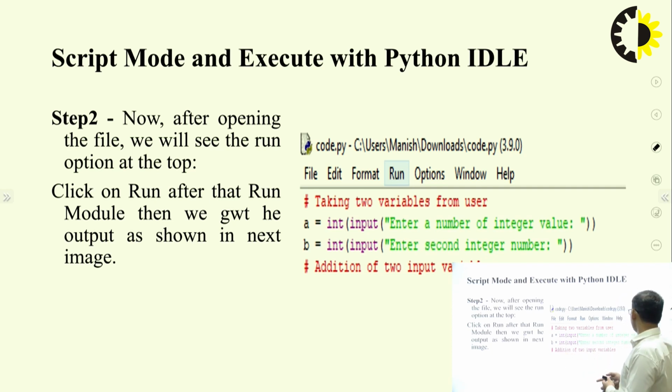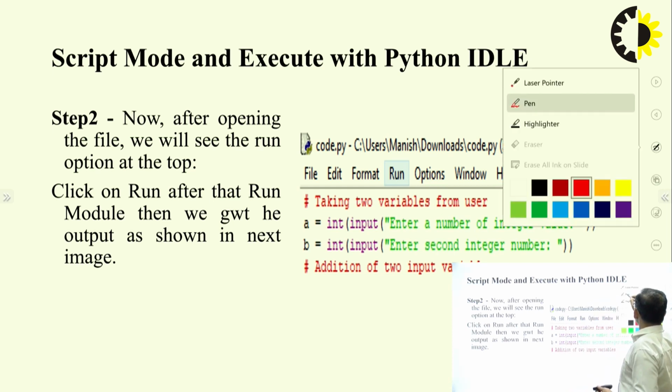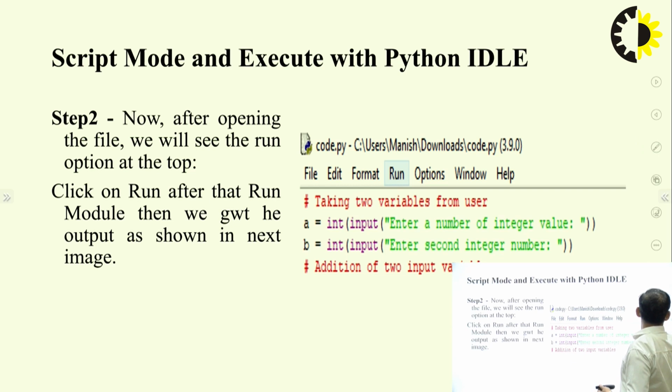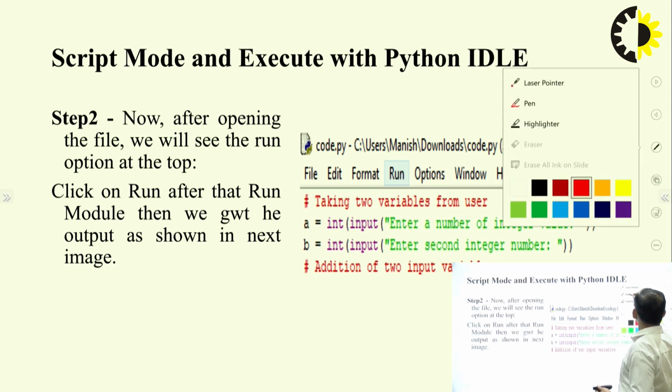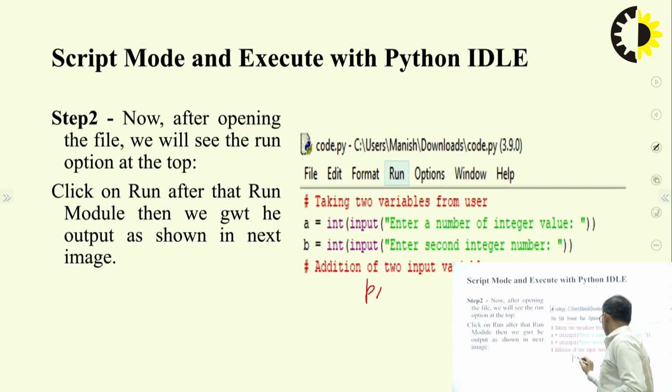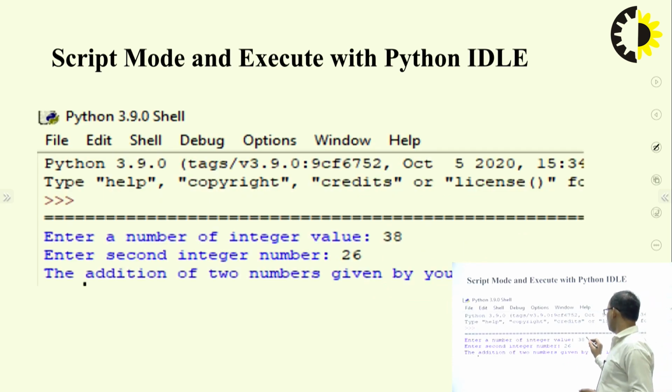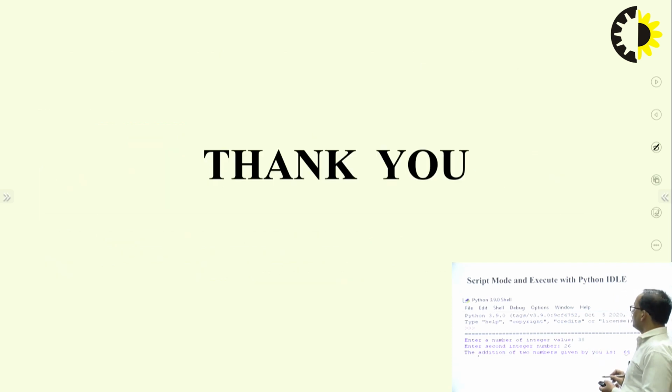I have just taken the snapshot to give an example of the IDE. After this we have to write the code print a plus b. When this statement executes, the addition will be performed, the two numbers will be added, and the result will appear on the screen. Okay, thank you.